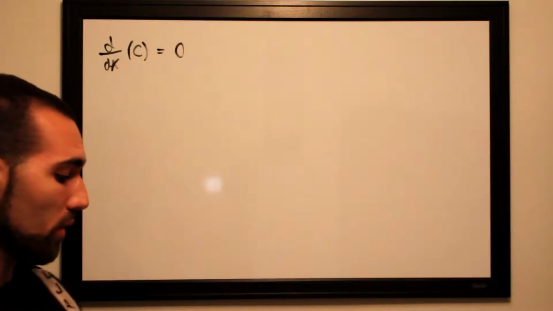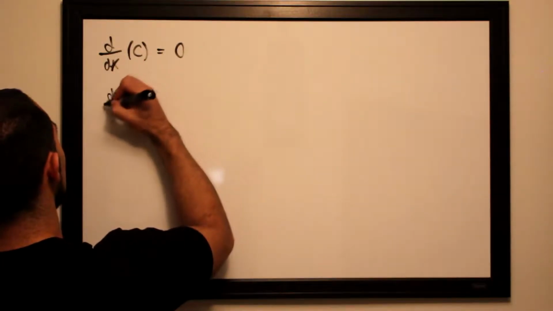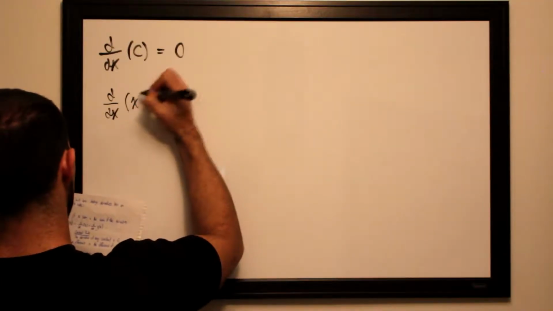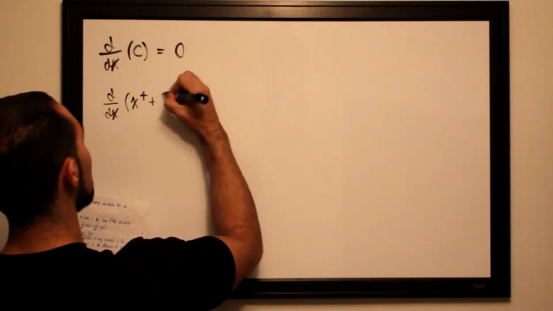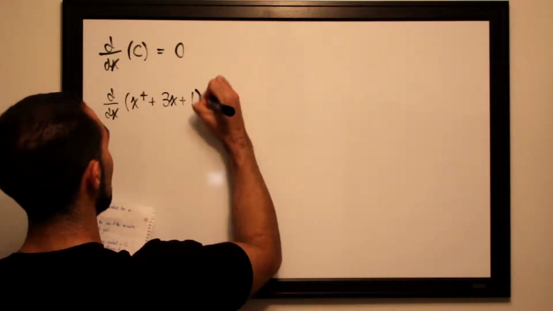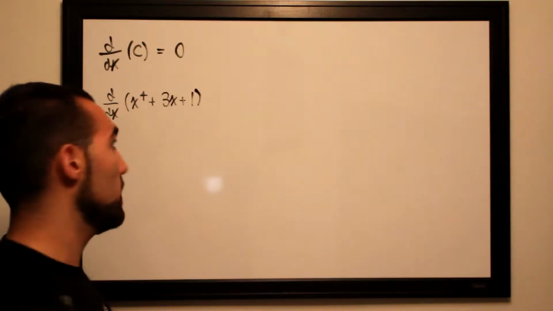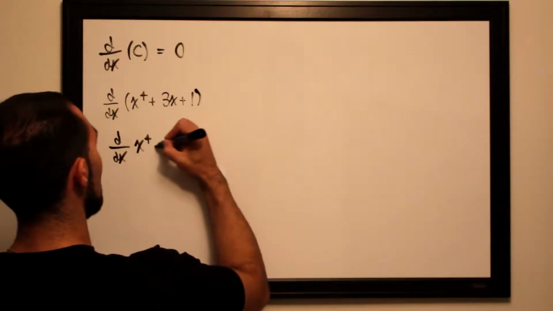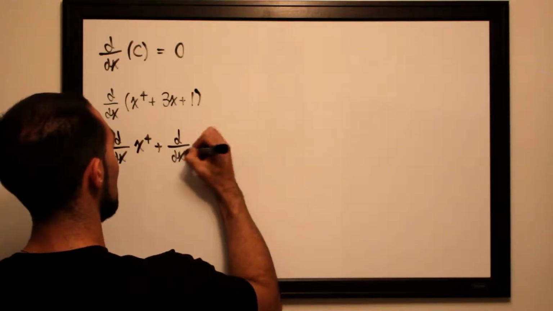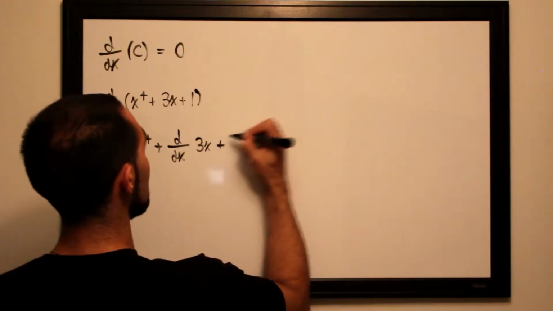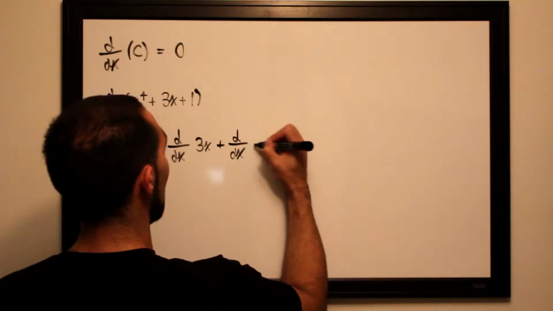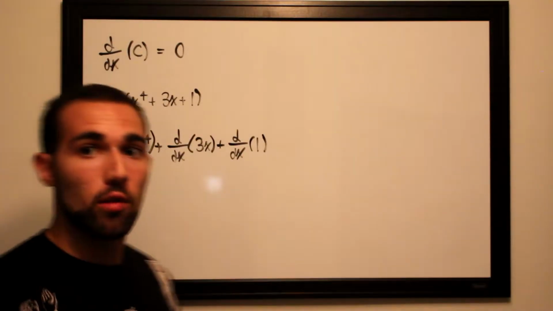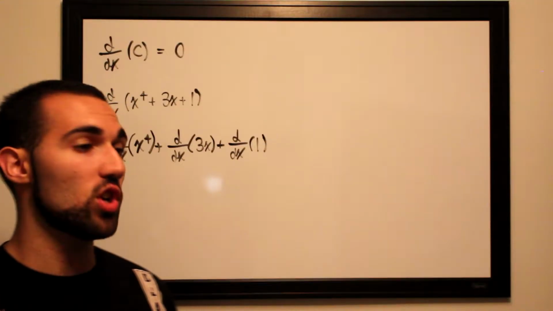If we wanted to take the derivative d by dx of the function x to the 4th plus 3x plus 1, essentially what it would be is d by dx of x to the 4th plus d by dx of 3x plus d by dx of 1. Let's just put brackets around all of these. And then we would take all of these derivatives separately using the power rule that we had just learned.